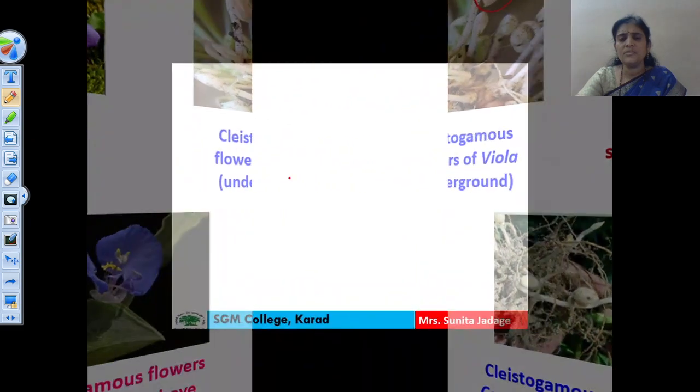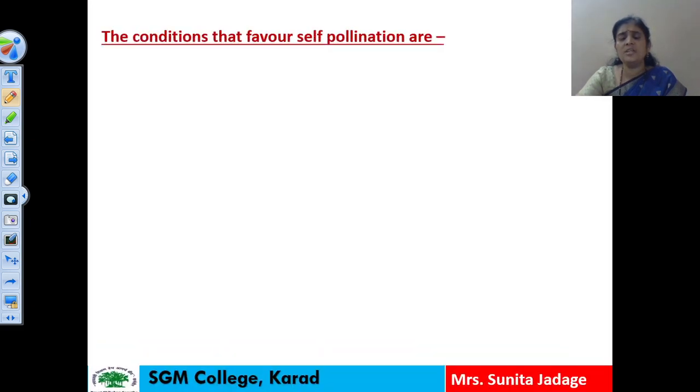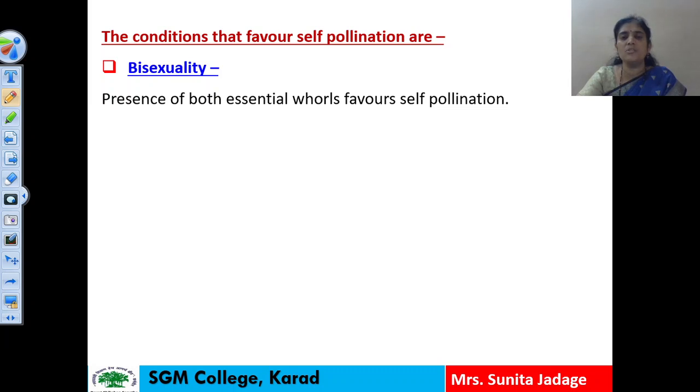Okay. Now let us see, there are some conditions which are favorable for self pollination that we can observe in plants. The first condition is known as bisexuality. When the flowers are bisexual, there is a favorable condition for self pollination. The presence of both essential whorls favors self pollination, because androecium and gynoecium are both present in the same flower, and therefore the possibility of self pollination is more.